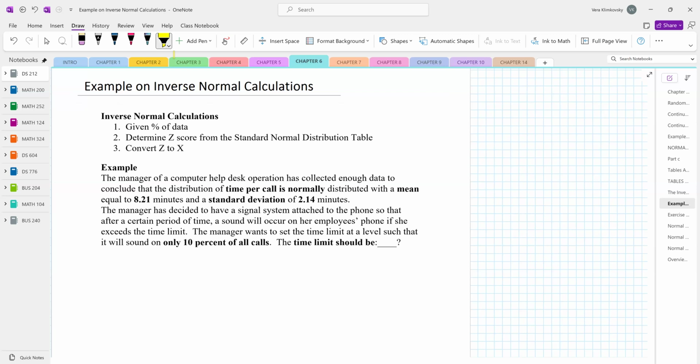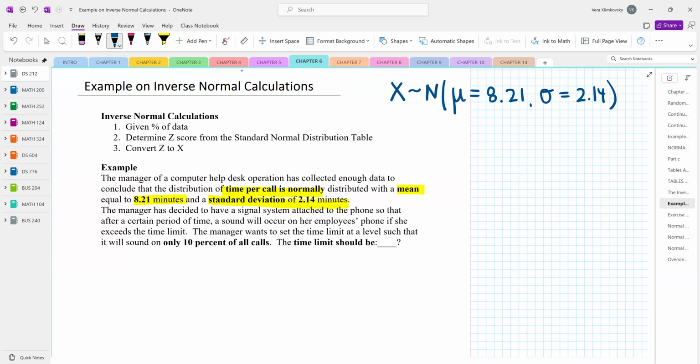So the variable x represents the time per call, and this variable is normally distributed with the average of 8.21 minutes, and standard deviation of 2.14 minutes. So let's summarize these data. x is normally distributed with the average of 8.21 and sigma equal to 2.14.